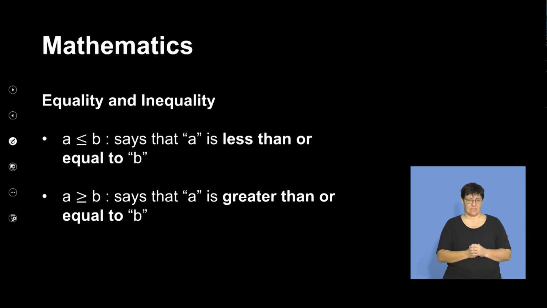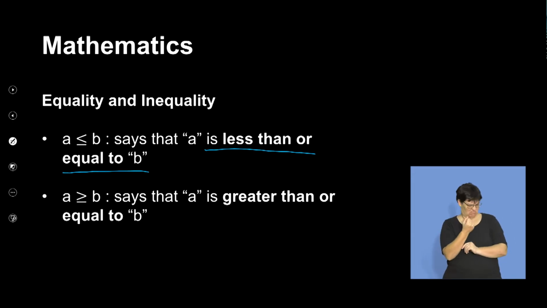Now, equality and inequality. If I have A is less or equal to, the symbol actually says less or equal to, and I'm quickly going to make an example for you to understand this, and this symbol will mean that A is greater or equal to B.